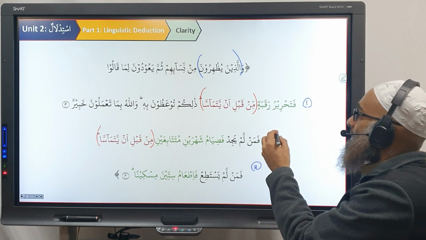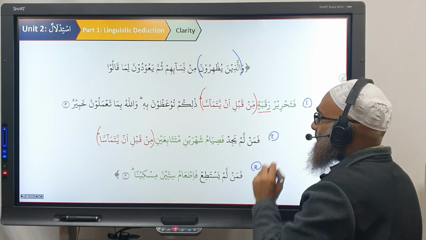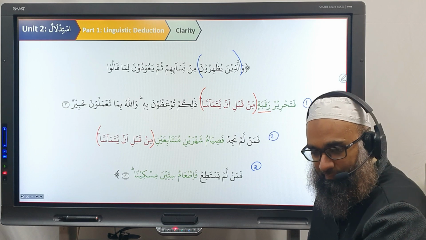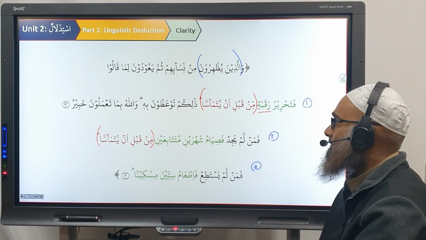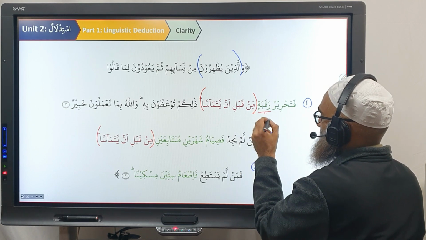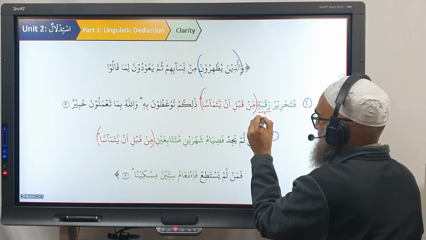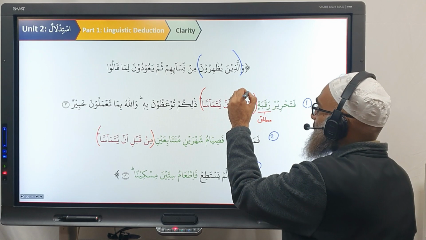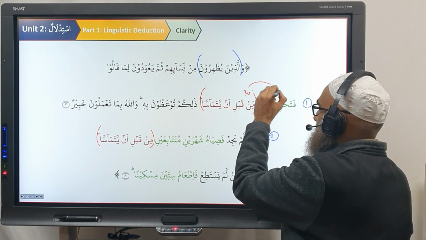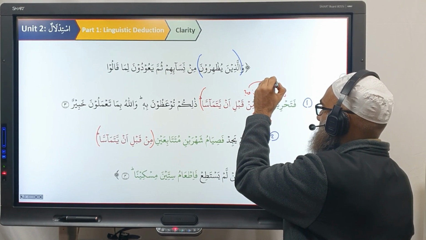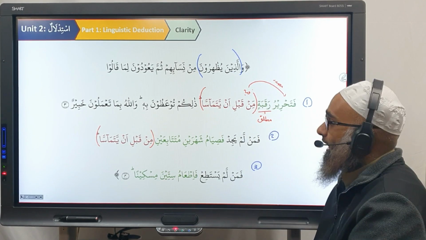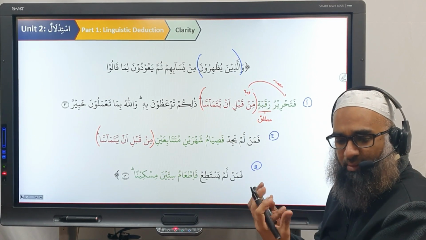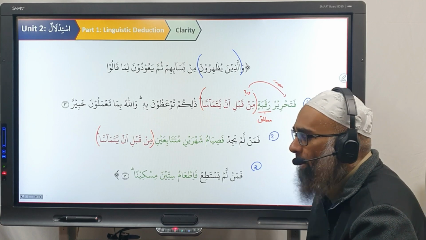Okay, let's look at this. The raqaba, is the word raqaba mutlaq or muqayyad? How is it specified? This is a time. I mean, this is the maf'ul fi of the masdar. So freeing a slave, qabla an yatamasa, before the husband and wife come together, meaning before they cohabit again.